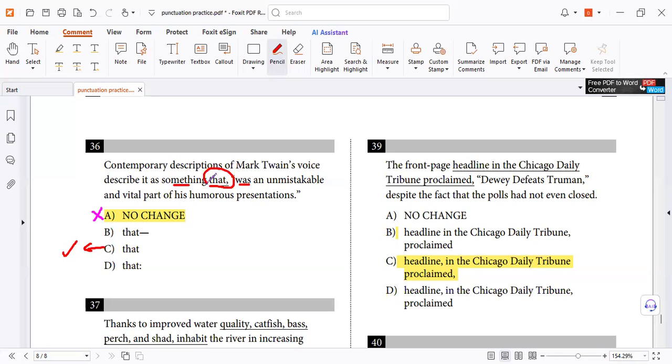for non-essential information. Non-essential information can be like that: that, comma, information, comma, and then complete. But we don't have two commas. There is no non-essential information, so we don't need a comma, or any punctuation, no dash, no colon.